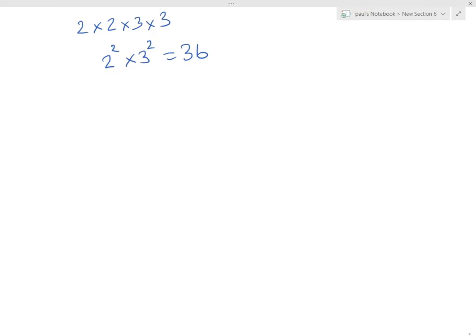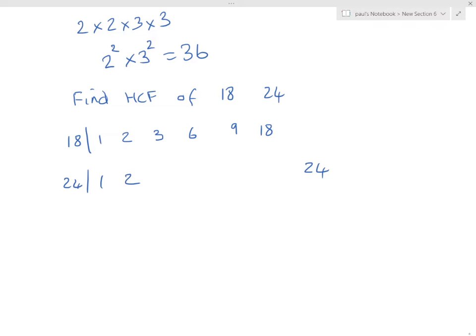What else did we have from week 1? Find the highest common factor of 18 and 24. So, we need to find all the factors of 18, which is 1 times 18, 2 times 9, 3 times 6, and all the factors of 24, which is 1 times 24, 2 times 12, 3 times 8, and 4 times 6. And the biggest number that appears in both sets is this one. So the answer is 6.